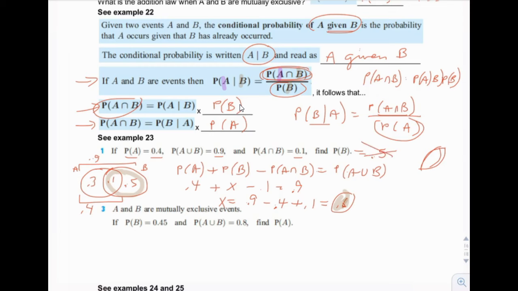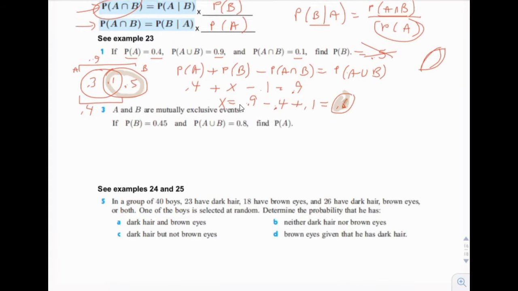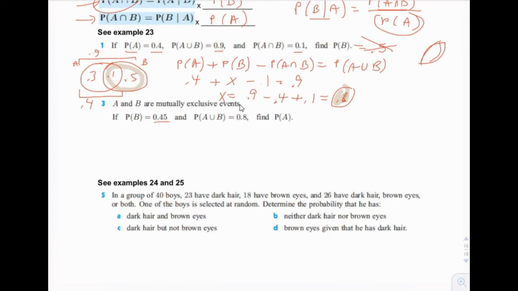Sorry about that. All right, A and B are mutually exclusive events. Probability of B is 0.45. Probability of A union B is 0.8. Find the probability of A.